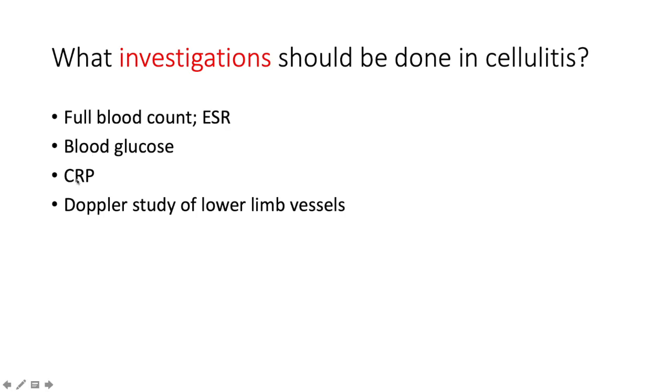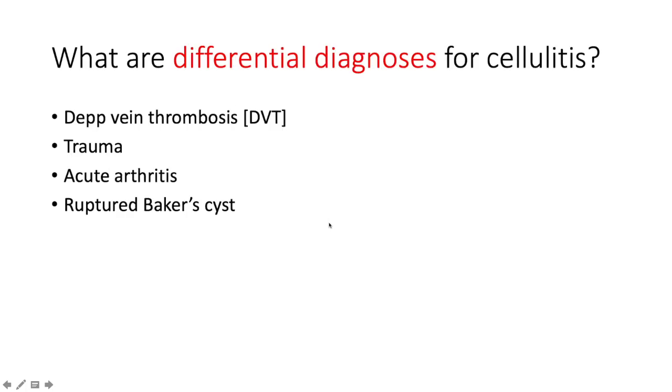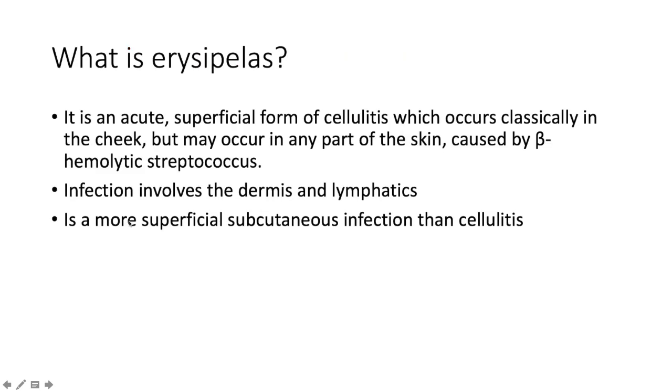CRP, C-reactive protein, Doppler study of the lower limb vessels if you want to exclude a deep vein thrombus sitting there. What are the differential diagnoses for cellulitis? Well, deep vein thrombus probably tops the list. It could be trauma, acute arthritis, and a ruptured Baker's cyst.